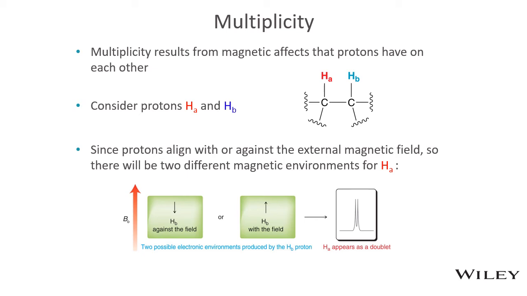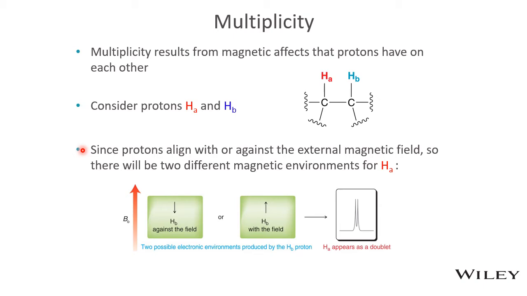Multiplicity, which is sometimes referred to as peak splitting, results from magnetic effects that neighboring protons have on each other. So let's focus on HA and HB in this example. These protons have their own chemical environment and will give their own signals in an NMR spectrum. Now focusing solely on HA, let's see how the presence of HB can affect the signal that appears for HA.